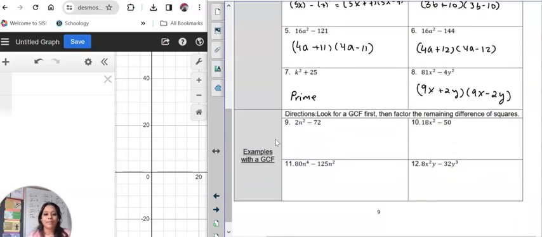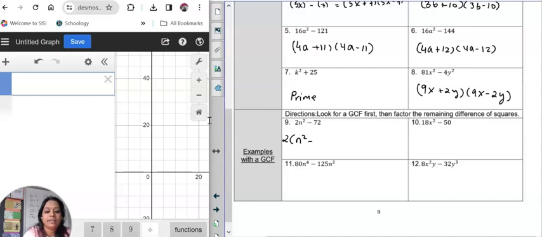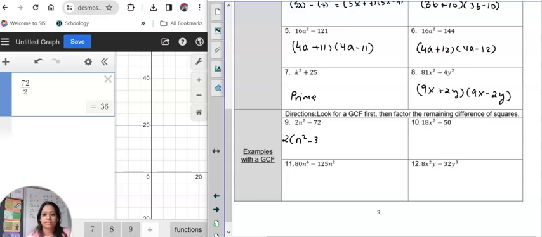And then the last set of problems that I have here is, well, 2 is not a perfect square, neither is 72, but I can factor out a GCF first, because the greatest common factor here is 2, so that's n squared minus, let's see, what's 72 divided by 2? That is 36. And then now I do have perfect squares in here, so I can go ahead and factor them out. So this is going to be the same as n plus 6, and then n minus 6.